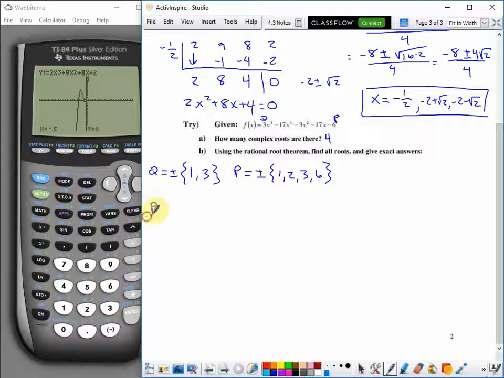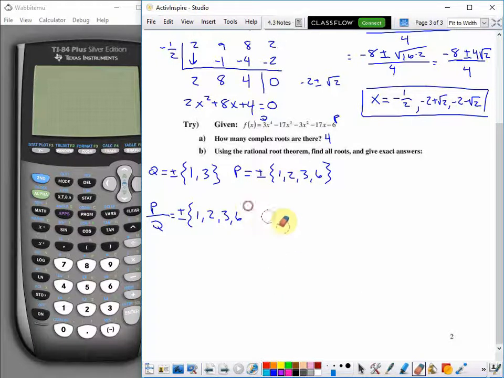So P over Q, all the P's over all the Q's. So all of these over 1. I got my plus or minus there. So everything over 1 is 1, 2, 3, 6. And then everything over 3. 1/3, 2/3, 3/3, which is 1, 6/3, which is 2, so I don't need to rewrite those. So that's my list.